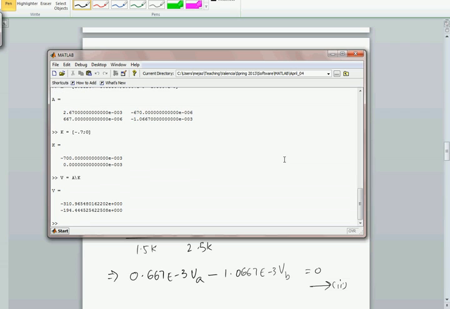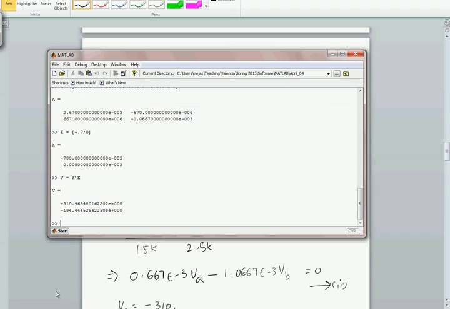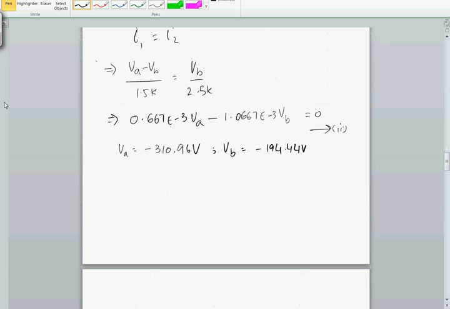Okay, wow, big voltages. So my voltage VA is -310.96 volt, and VB is -194.44 volt. Should we check one more time?